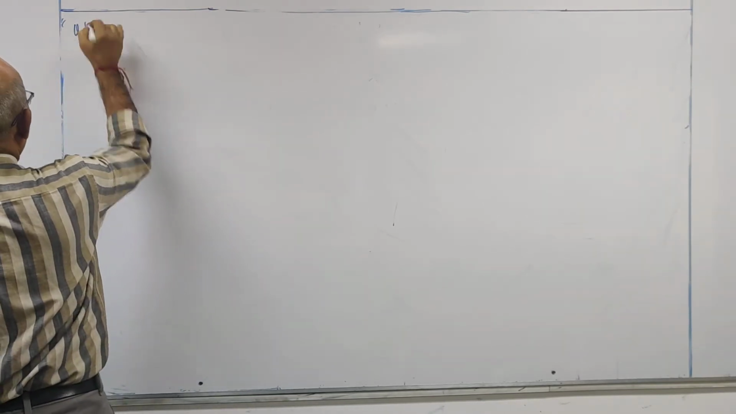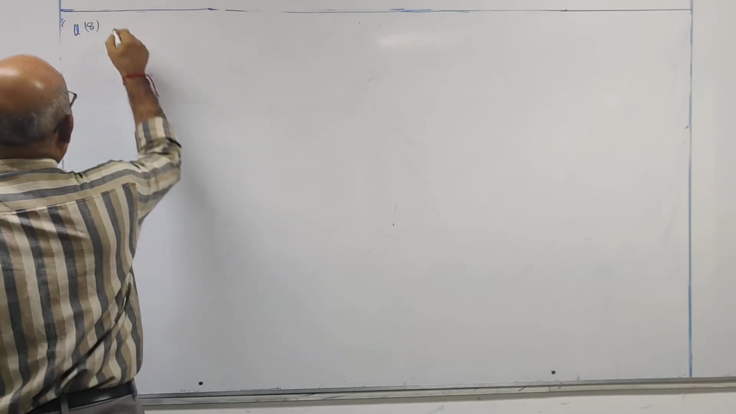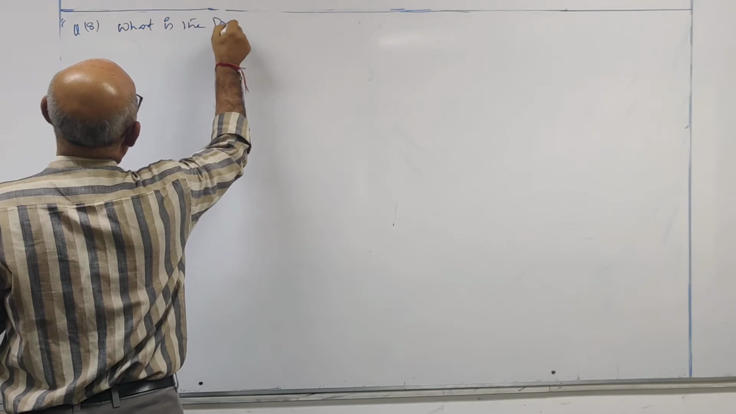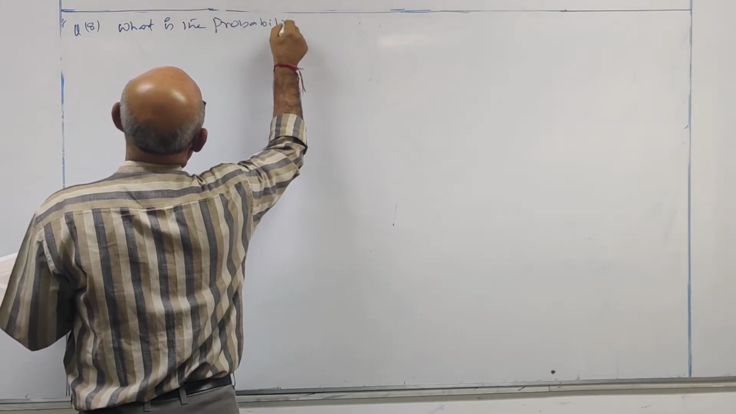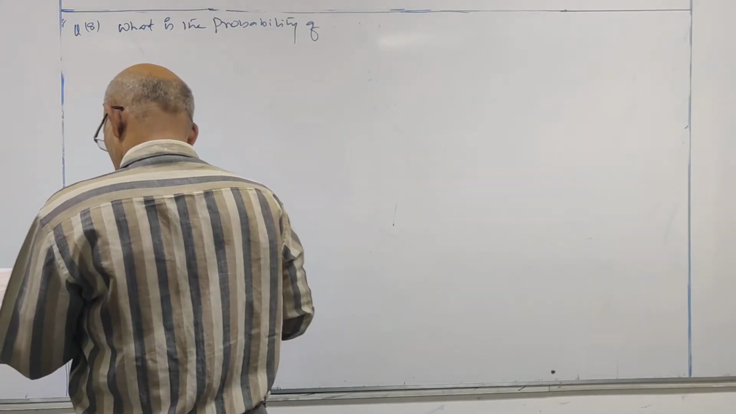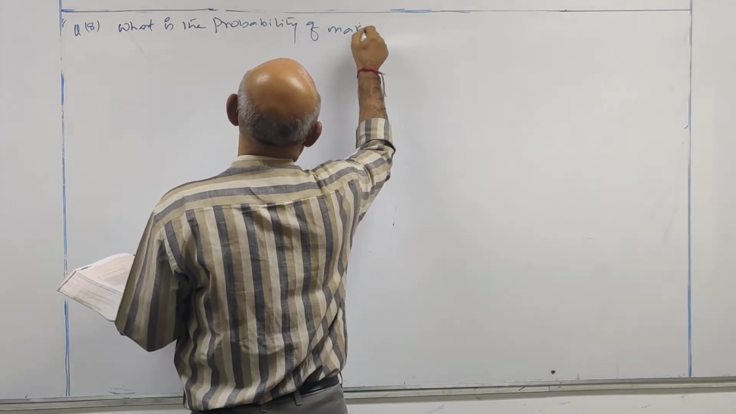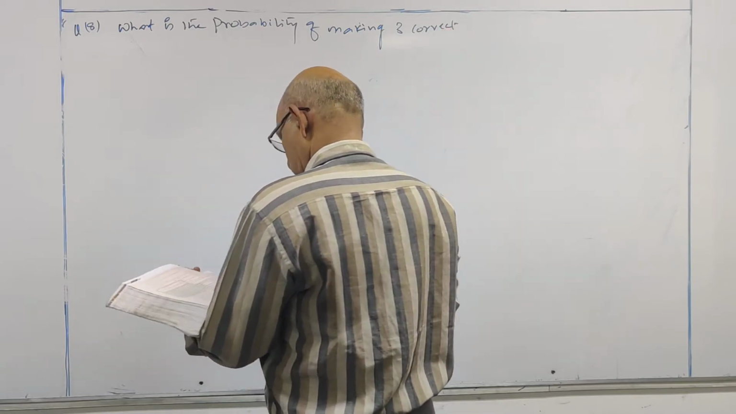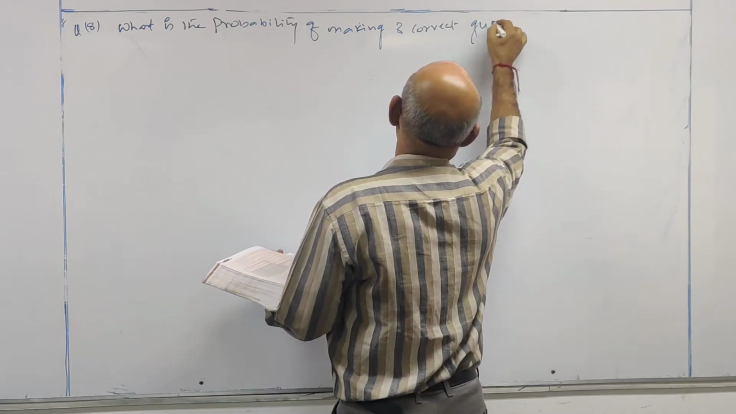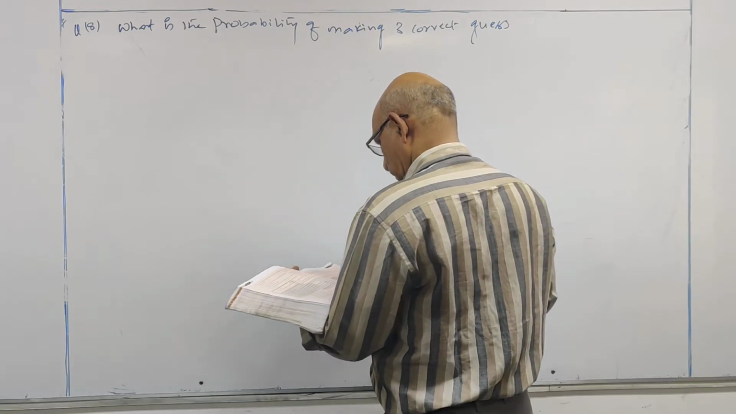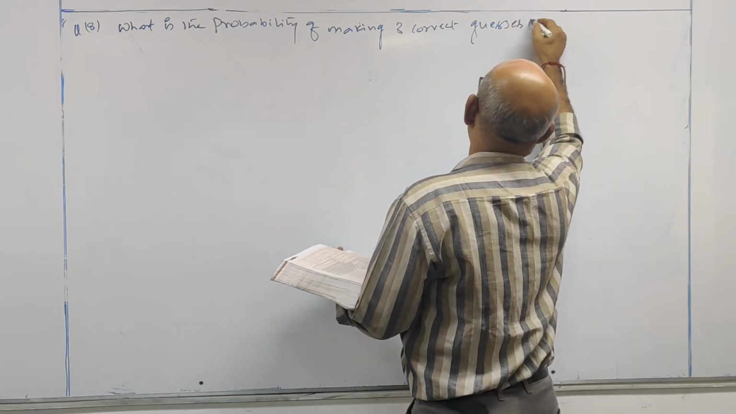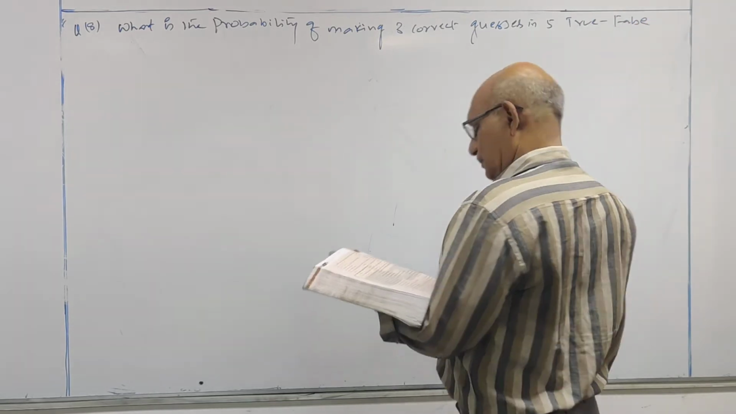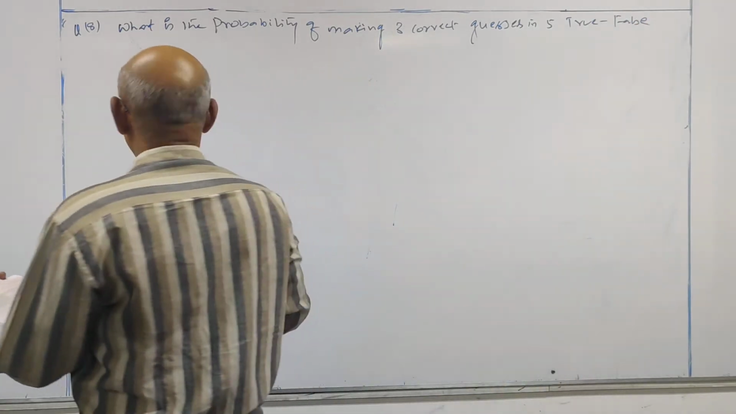Question number 8. What is the probability of making 3 correct guesses in 5 true false answer type questions?